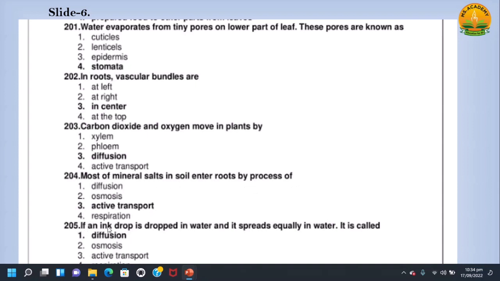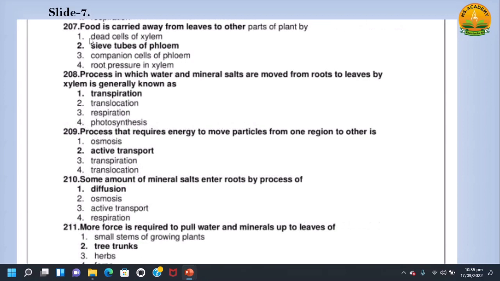If an ink drop is dropped in water and it spreads equally in water, it is called, right option is 1, diffusion. Food is carried away from leaves to other parts of the plant by, right option is 2, sieve tubes of phloem.